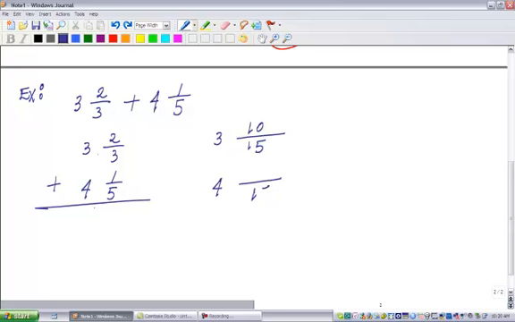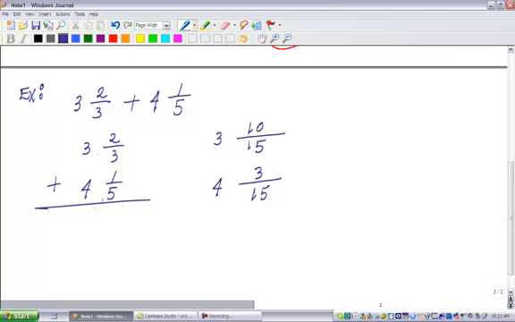So if I want to get 15 in the denominator of this fraction, I mean the 1/5, then I have to multiply 5 by 3, right? So if I multiply the denominator by 3, I have to multiply the numerator by 3. So that's why I'm getting 3 here and a 15 here.